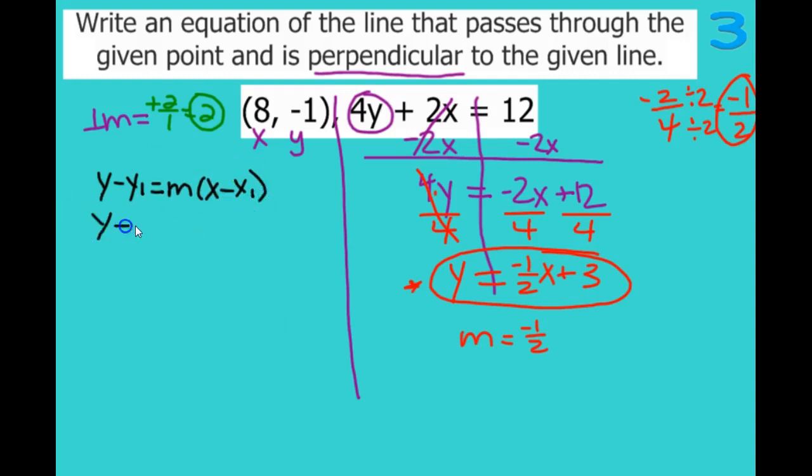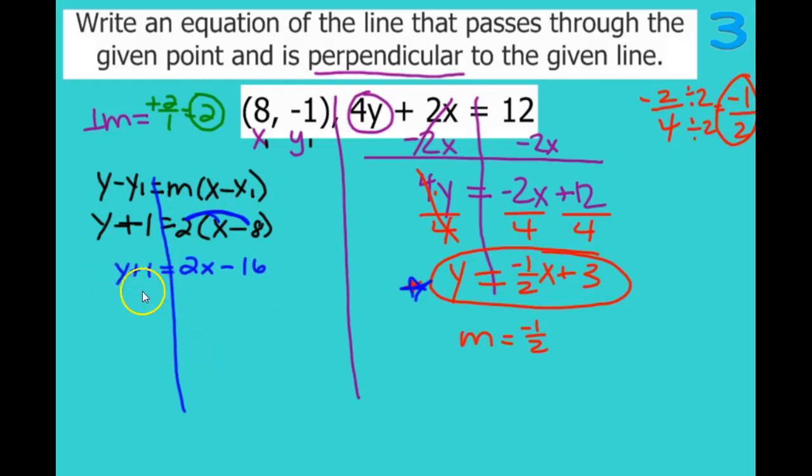And plug everything in. Y minus y1, which is a negative 1, those make a positive. Our slope is 2. And then x minus x1 over here is 8. So our goal is to get the form y equals mx plus b like the other equation. So let's distribute this. 2 times x is 2x. 2 times negative 8 is going to be a negative 16. And then get y all by itself, subtract 1. Our answer is y equals 2x minus, these are all negatives, 17.